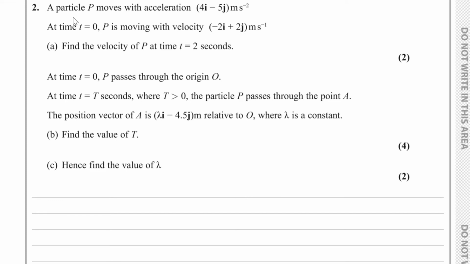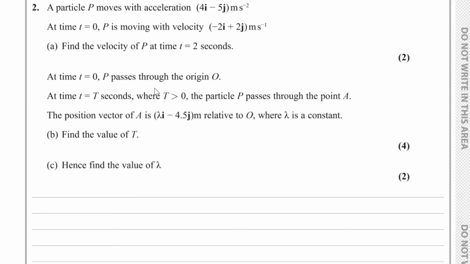Question number 2. A particle P moves with acceleration 4i minus 5j meters per second squared. At time t equals 0, P is moving with velocity minus 2i plus 2j meters per second. And for part A, we have to find the velocity of P at time t equals 2 seconds.